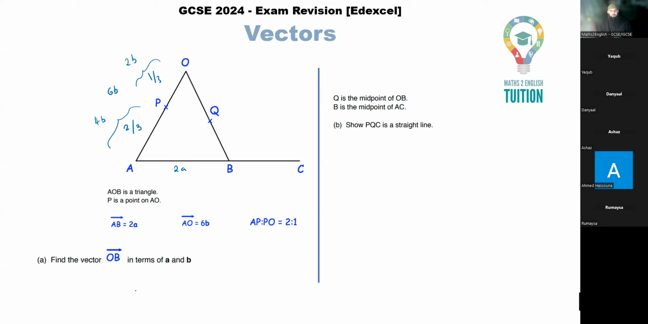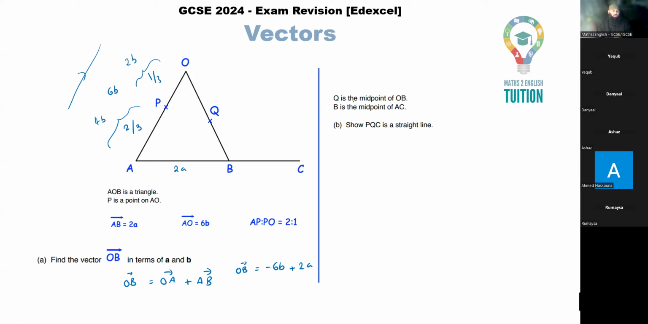And now the question. It says find the vector OB in terms of A. We know that going up is 6B. The opposite of that is going to be minus 6B. So OB is equivalent to OA plus AB. We're using vectors as roads. So OB is equal to minus 6B plus 2A, and we leave it there.